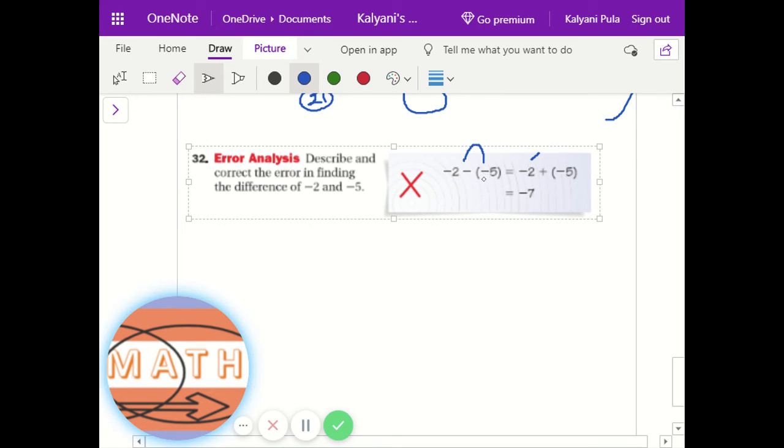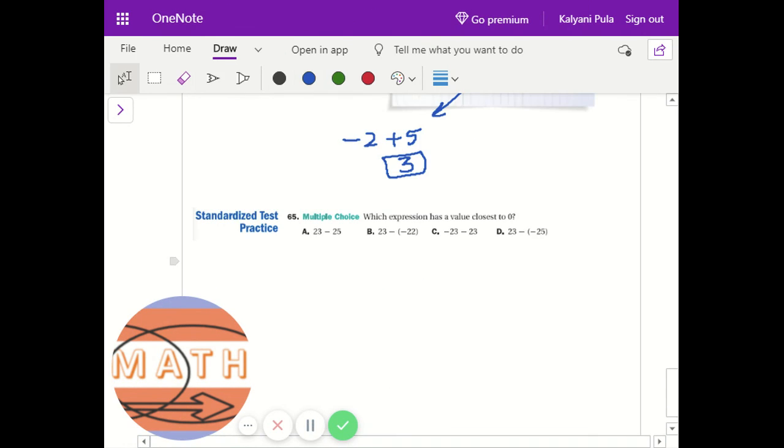When you did the double negative, it's positive. Once we distribute or multiply the double negative, negative times negative, it has to be positive. But the student here still wrote negative 5. So after this step, it should be negative 2 plus 5, and then they have to subtract that. That has to be positive 3. That's where the mistake went through. Very good.